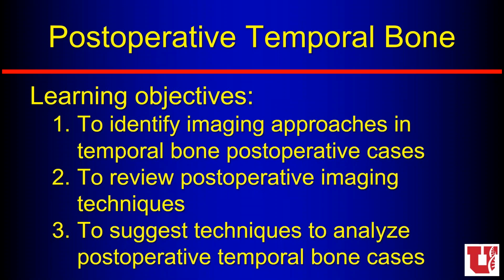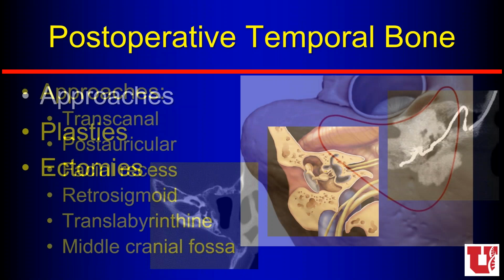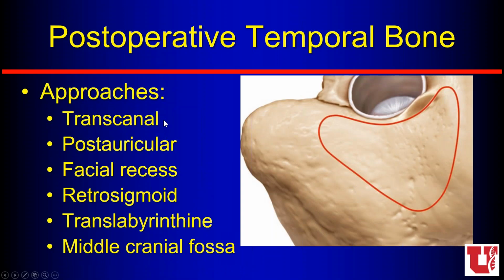So for each case, I think about the approach. How did they get there? The plasties, if they did anything reconstructing the ossicles themselves, and the ectomies, or what did they cut out while they were there? So we're going to start off with the approach. How did they get there in the first place? We have a lot of different approaches that we talk about with these cases. We have transcanal if we're going through the EAC itself, post-auricular through the facial recess, retrosigmoid, translabyrinthine, and the middle cranial fossa approach. And sometimes, like a lot of things, depending on your patient population, you may see more or less of some of these.